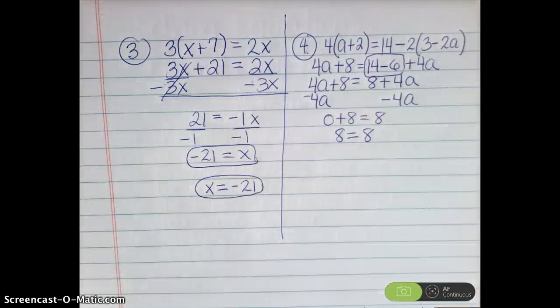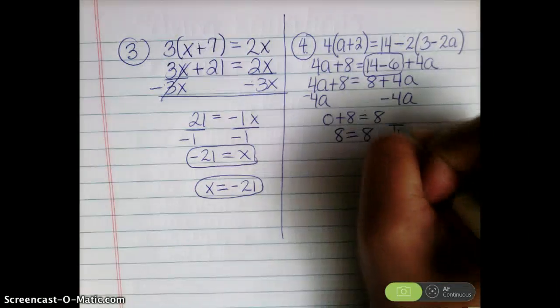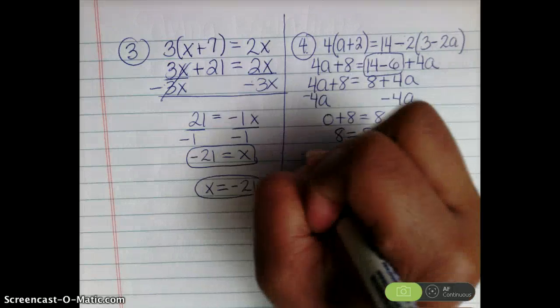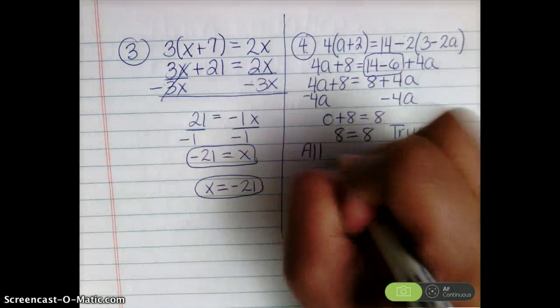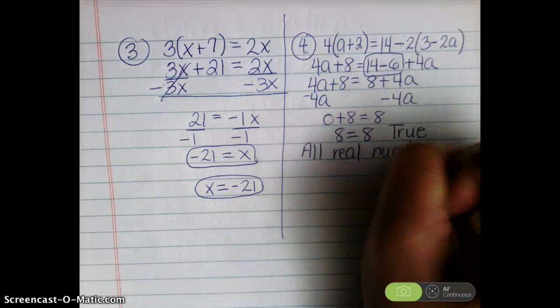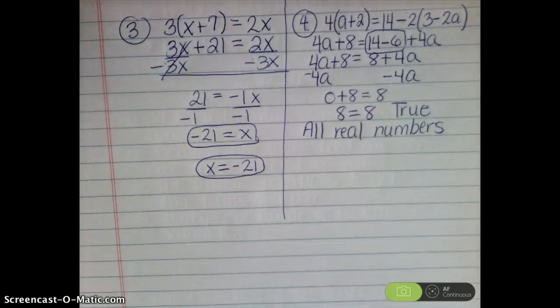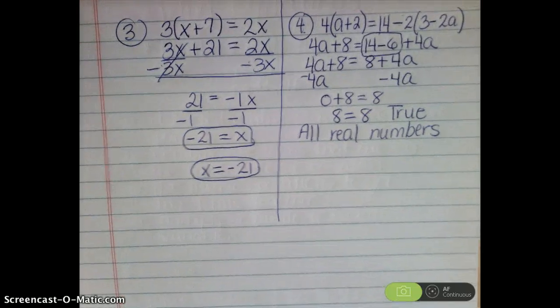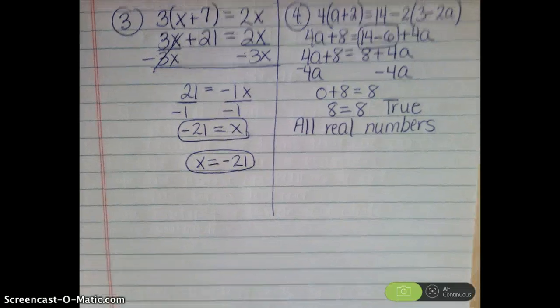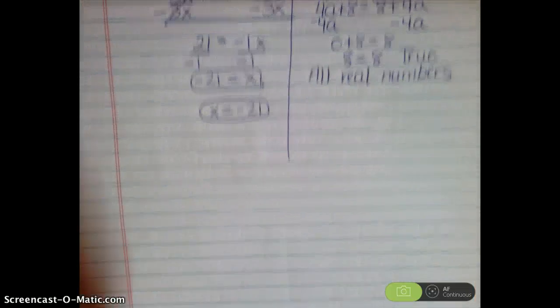Now this is a special case because we don't have any variables left, but this is a true statement. And that means that you have all real numbers for your solution. So a problem like that, your solution is all real numbers. If it's a false statement, then our solution would be no solution. Okay, we're going to try one more.